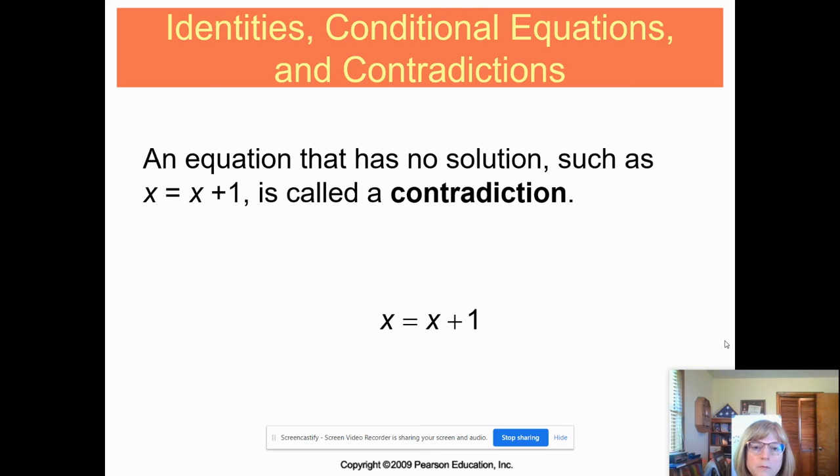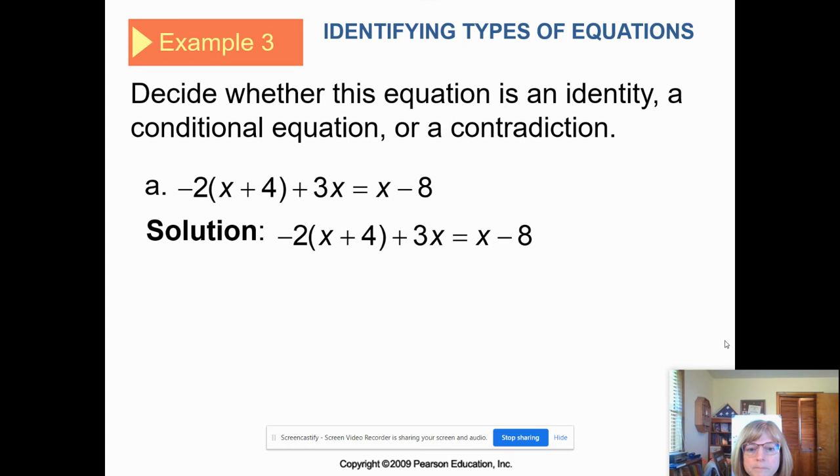The last type of equation is called a contradiction, and it's similar to an identity in that when you solve it, the variable subtracts away, but what you're left with is a false statement. If you look at what's on the screen here, we have x equals x plus 1. What we would do to solve this is subtract x, and what you'd be left with is no x's, they subtracted away, but you'd have 0 equals 1, which is a false statement or a contradiction.